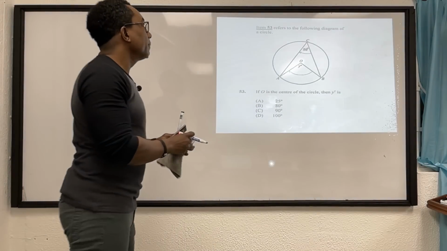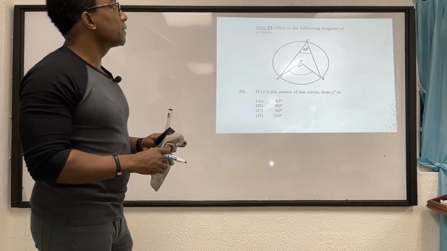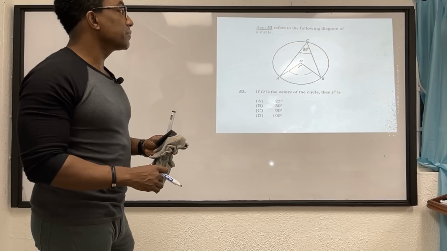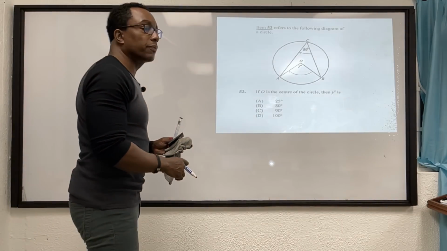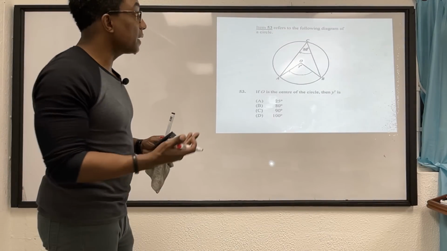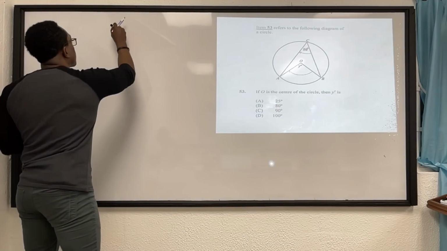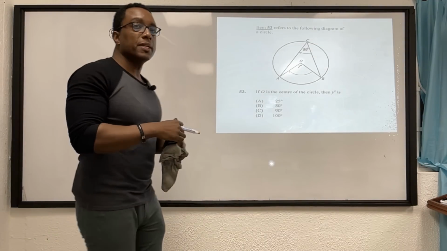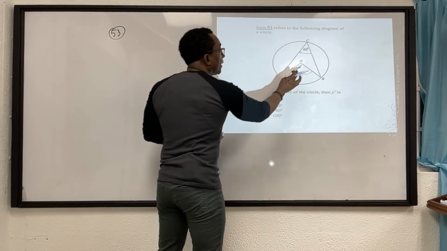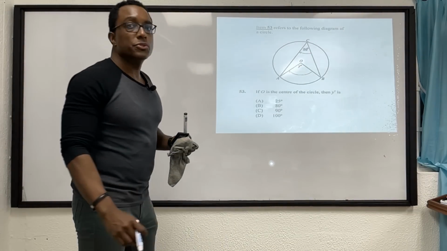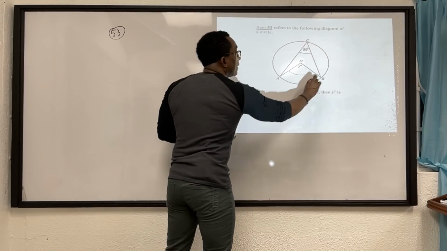So 53, items 53 refer to the following diagram of a circle. If O is the center of the circle, then Y is. So of course we must know our circle theorems to answer this question. So for 53, one of the theorems simply states that the angle at the center is always twice the angle at the circumference subtended by the same arc.